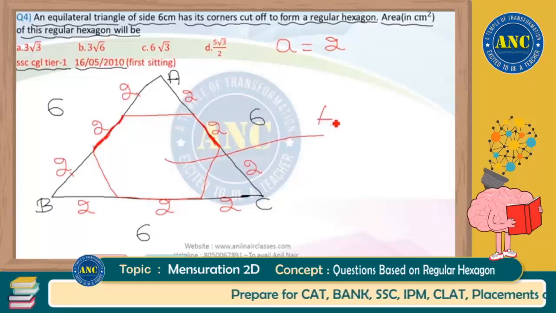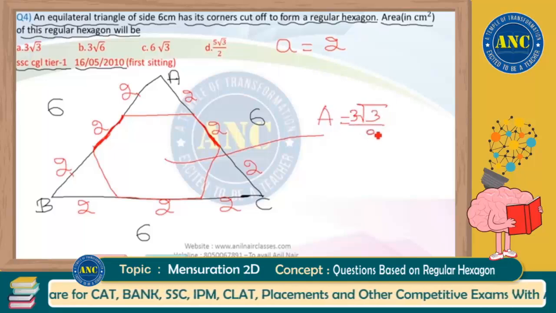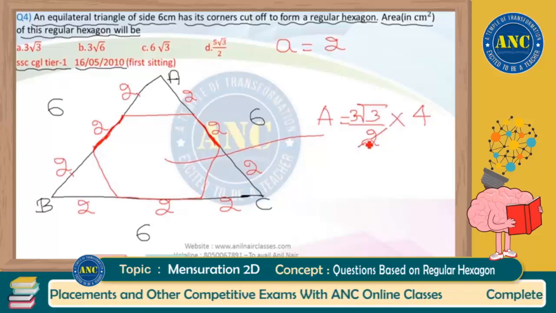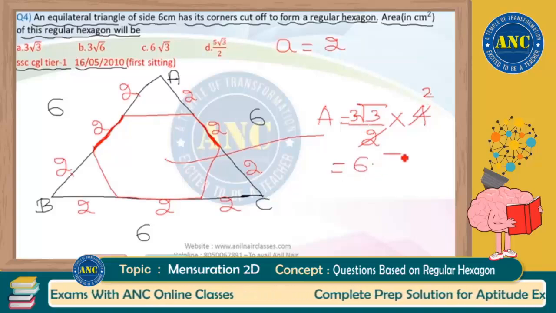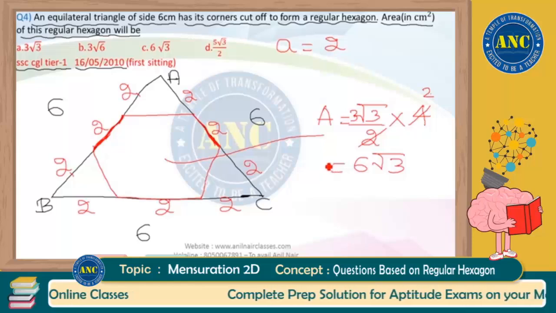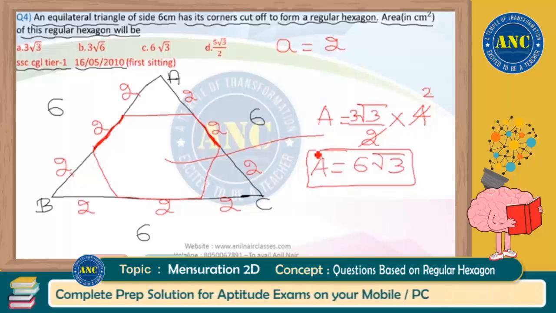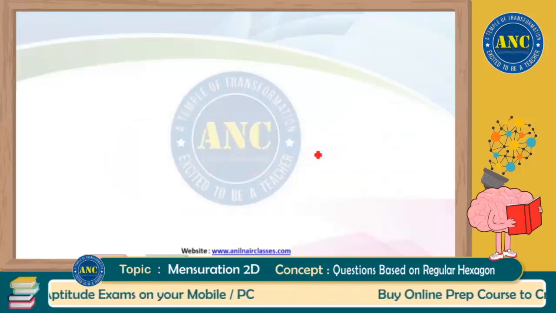They are asking you the area. Area is 3 root 3 by 2 into 2 squared. a squared is 2 squared, so it is 4. 2 into 1 is 2, 2 into 2 is 4, 2 into 3 is 6. It is 6 root 3 square centimeters, which is nothing but the area of the regular hexagon. I hope I am making sense, sir. Your understanding is what I believe.